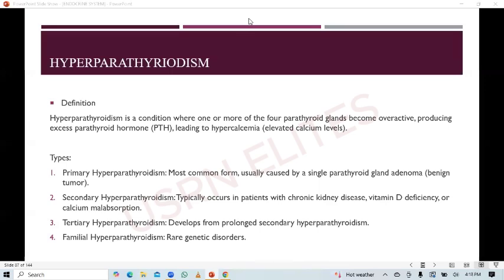Okay, so in hyperthyroidism, there's excess production of what? Of thyroid hormone. Everything is going up. There's hypertension, there's tachycardia, there's hyperthermia, there's heat intolerance. Everything is trying to go up. There's diarrhea in hyperthyroidism, but in the hypo, everything is going down.